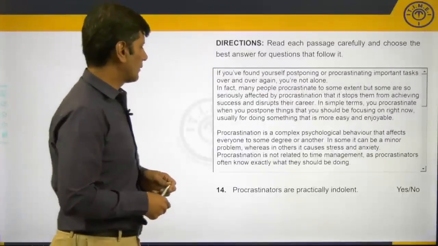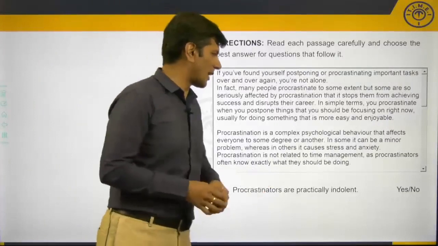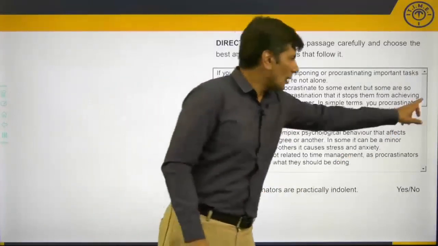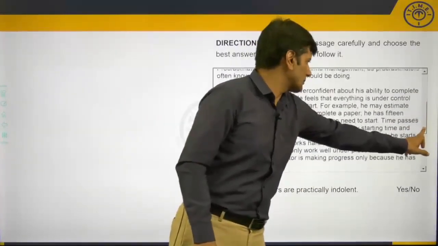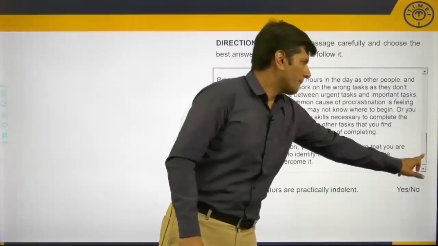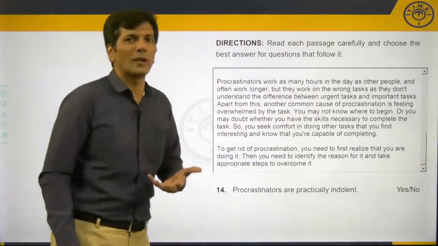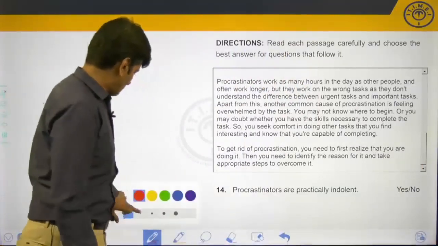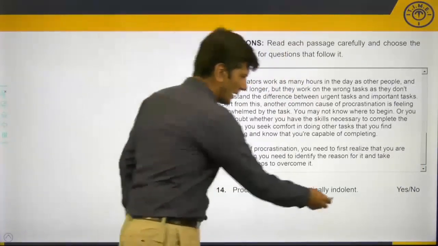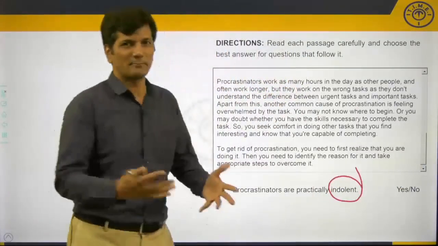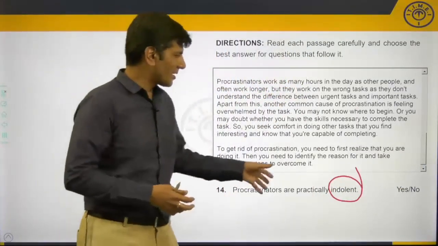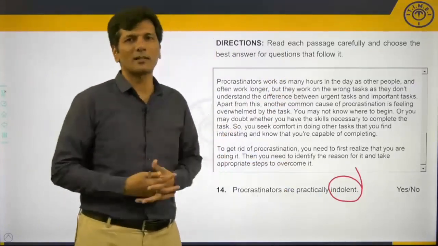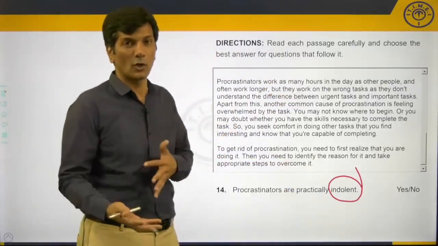Then you have the 14th question, procrastinators are practically indolent. Now, to be able to answer this question, we need to know the meaning of indolent. So, what does this word indolent mean? Indolent simply means somebody is lazy. Procrastinators are practically lazy is what the question says. Is it a yes or a no?